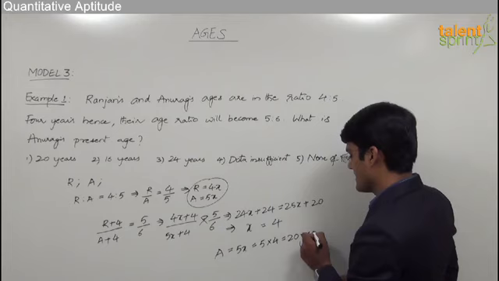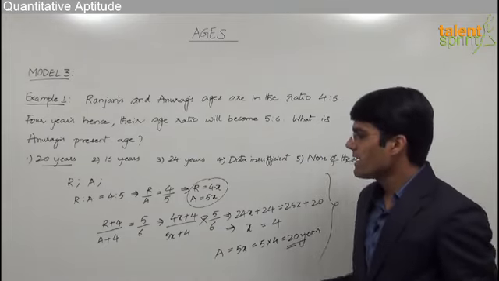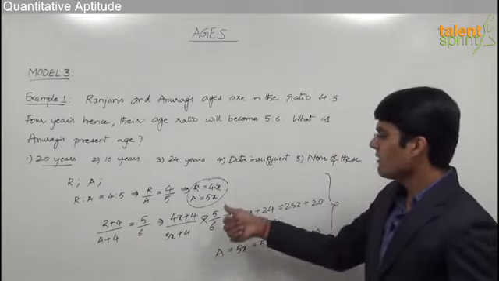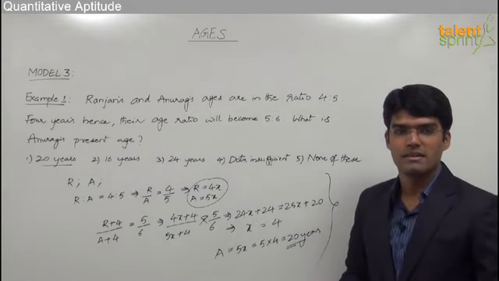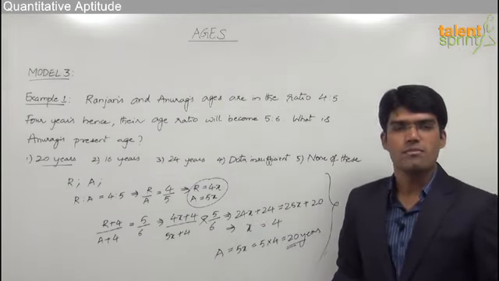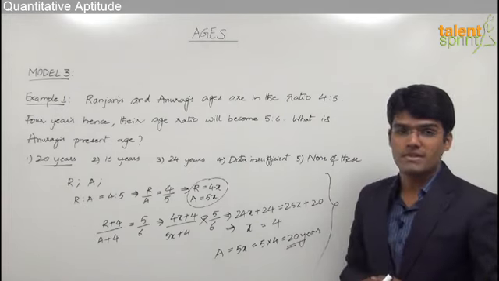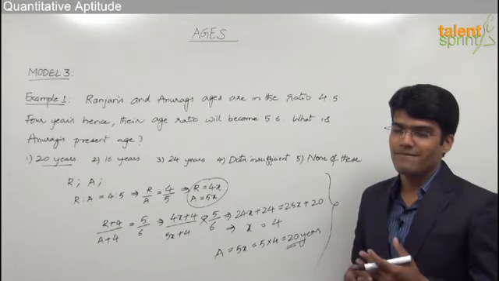Friends, this is the conventional way of solving the problem, where we are writing down the two ratios and solving the equations to get the answer. But again, if you try to be smart and eliminate the wrong options, we can get the answers in a much faster way. Let us see how to do that.